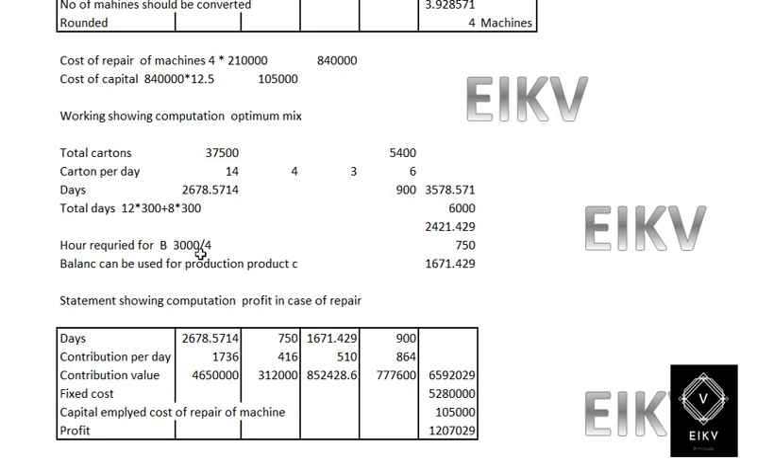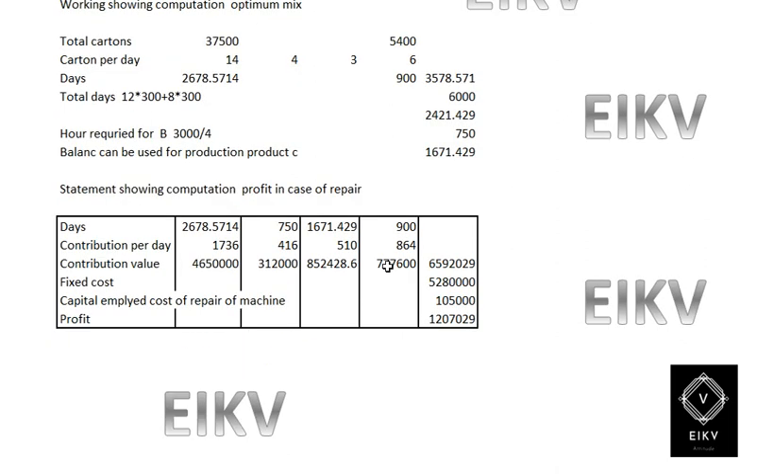And hours required for product B will be 3,000 divided by 4, which gives you 750 days, and when we deduct that amount we will get 1,671.42 days. The balance can be used for the production of product C, which will be 1,670.